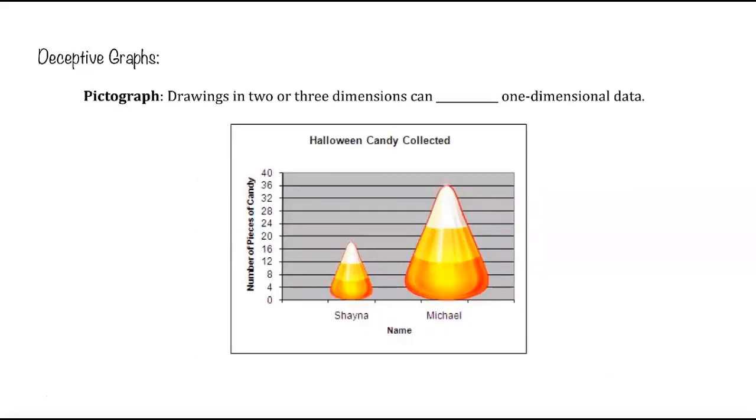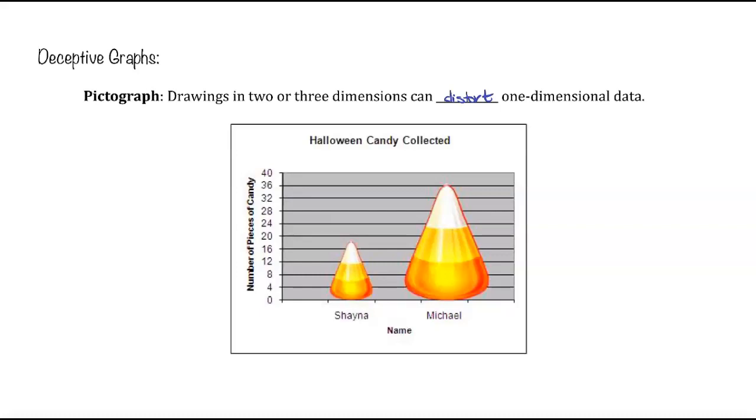Another type of graph that can be very deceptive is a pictograph. Whenever we have drawings that are given in 2 or 3 dimensions, we can really distort one-dimensional data. Take a look at this pictograph that compares how much Halloween candy was collected by Shayna and Michael.